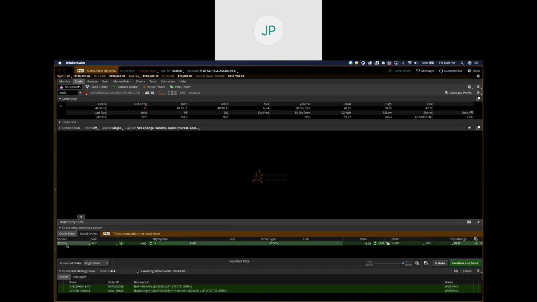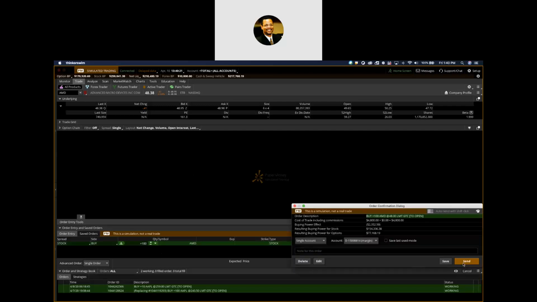I want to buy the stock. I want to buy 100 shares. It should be plus 100 shares. I want to buy this symbol, AMD, and I want to buy it at $48. That means I'm putting in a limit order, and I'm going to put that order in as good till cancel, GTC. And it can use any exchange it wants to execute that order. And so I'm gonna click confirm and send.